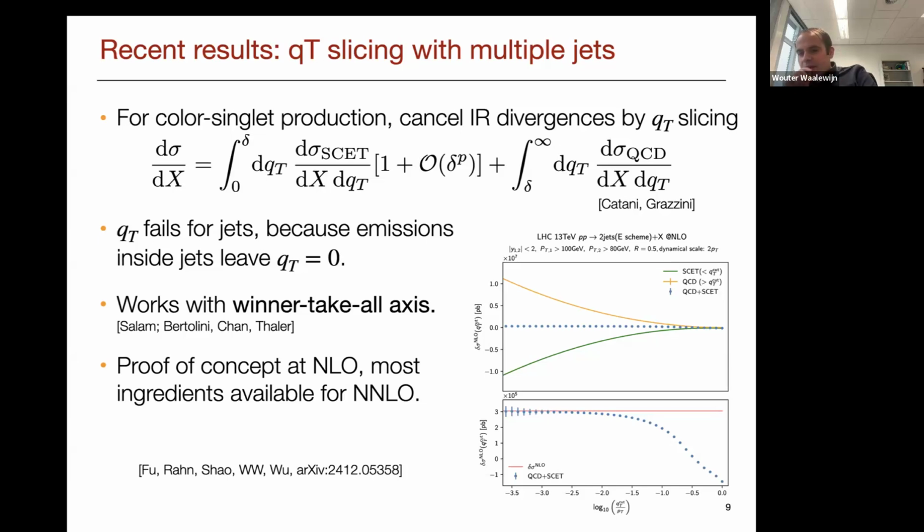And so as you go to a smaller value of this delta, which is to the left of this plot, you can see that the blue dots are converging to the known result in this case. And so this is just at next-to-leading order, but most of the ingredients are also available for doing this at one order higher.